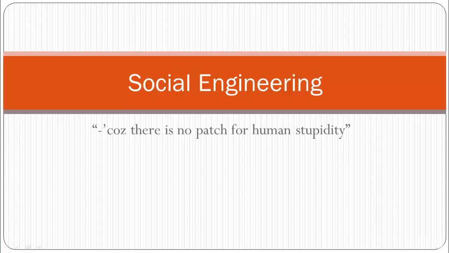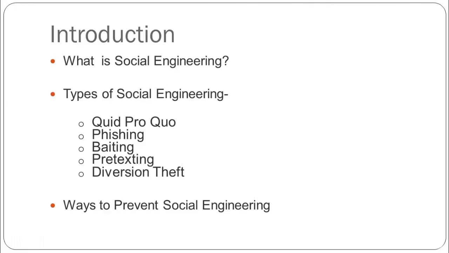So what exactly is social engineering? In this tutorial today, I will be taking you through what is social engineering, and what the different types of social engineering are. There are 5 different types: baiting, phishing, quid pro quo, pretexting, and diversion theft, which is normally conning people. And I will also cover the ways to prevent them. So these are what I would be teaching you today.